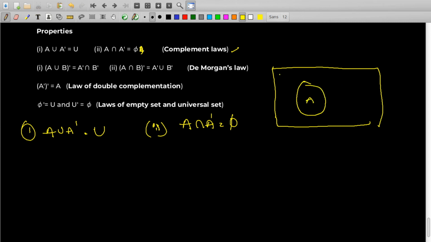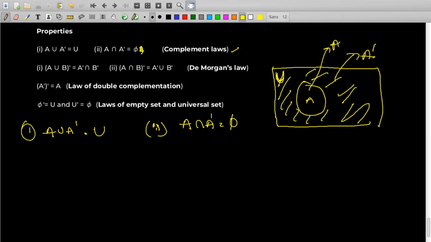So this is A, and we know that this one is A dash, and we know the whole thing is U. Obviously this is A dash and this is A, so A union A dash will be the universal set, right? That's obvious because this part and this part together make the universal set. As for intersection, we know that these are not intersecting. There are no elements in common. You can see clearly that there is no common area between A and A dash, right? So the intersection obviously will be empty.